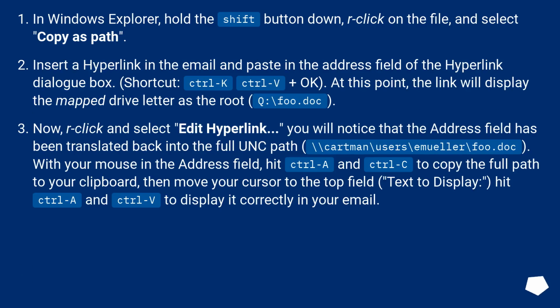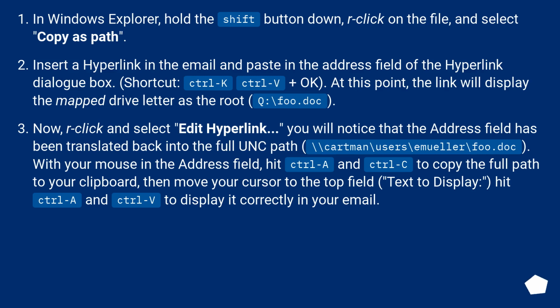In Windows Explorer, hold the Shift button down, right click on the file, and select Copy as Path. Insert a hyperlink in the email and paste in the address field of the hyperlink dialog box. Shortcut, Ctrl-K, Ctrl-V plus OK. At this point, the link will display the mapped drive letter as the root, q:/foo.doc.